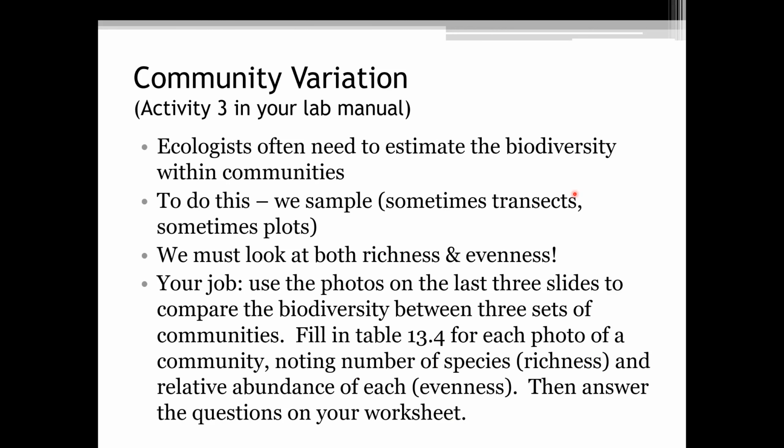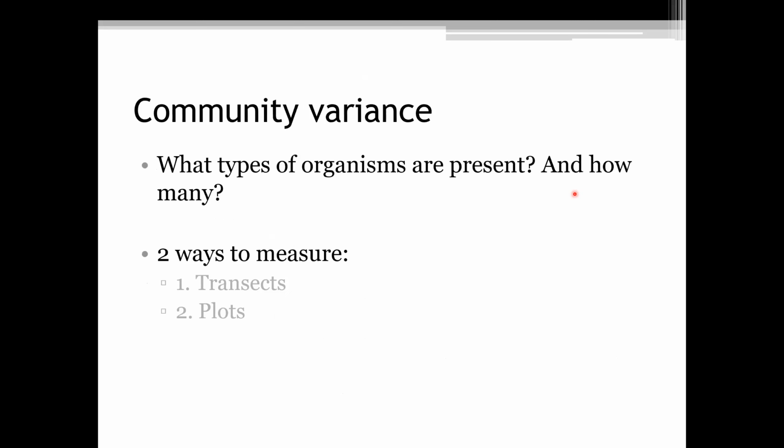Your job is going to be to use the photos on the last 3 slides to compare the biodiversity between the 3 sets of communities. You're going to fill in the table in your lab manual for each photo of a community, noting the number of species, richness, and relative abundance of each, evenness. Then answer the questions on your worksheet.